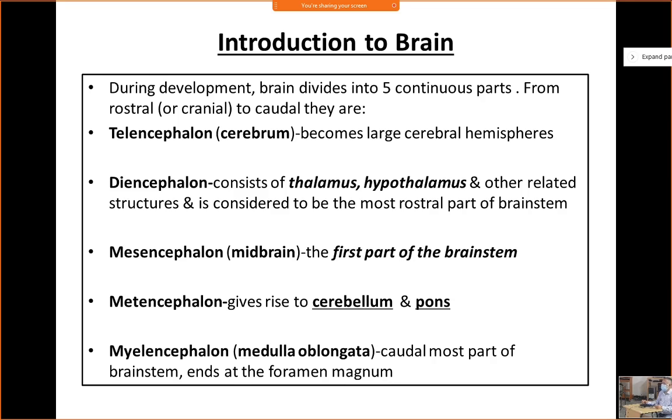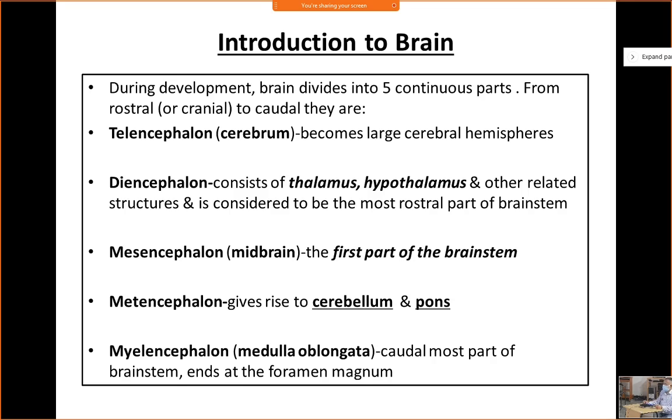Then we are having the metencephalon. That means this tube is divided. This metencephalon part gives rise to our cerebellum and pons. And this metencephalon ultimately has a curvature, like our cardiac tube. The cardiac tube also has looping, so here also some looping is formed. In the embryology part you can see.